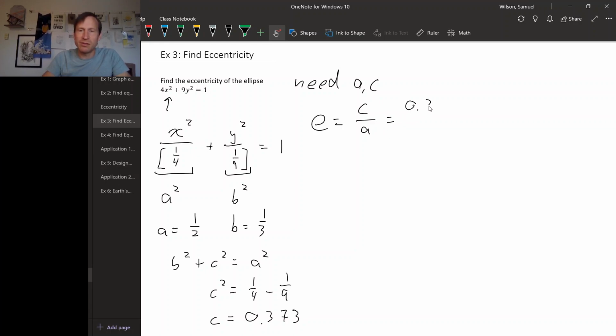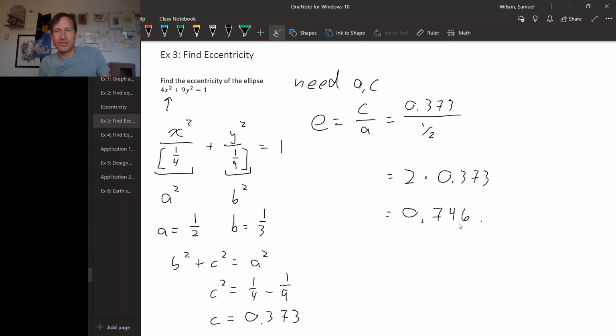It's 0.373 over a, and a is 1/2. So 2 times 0.373, so times 2, 0.746. Okay, so there's our eccentricity.